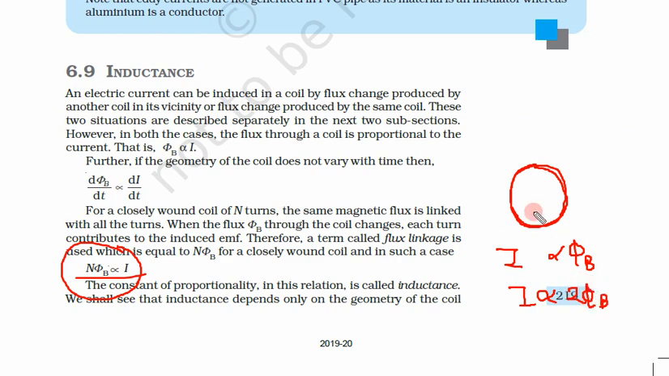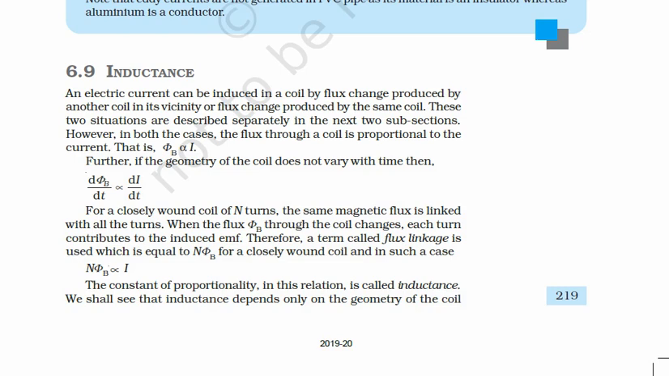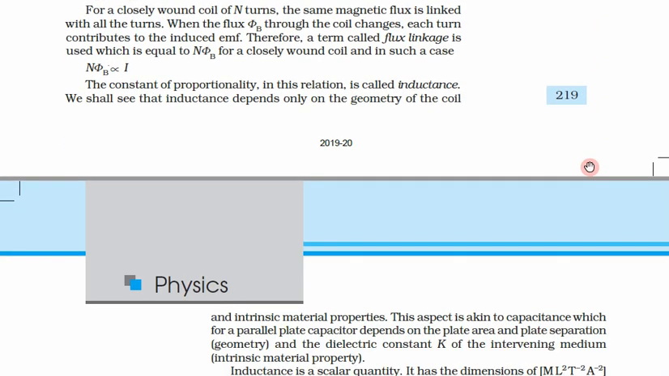If we have 3, 4, 5 turns, the current or EMF will increase accordingly. But as you know, all these proportionality relations need some kind of constant. So what is the constant here? The constant of proportionality in this relation is called inductance. So n phi b is proportional to I. Now we need a constant of proportionality. What is that constant? Let us put L. I am showing it with L. So n phi b equals L I, and L is the constant of proportionality.